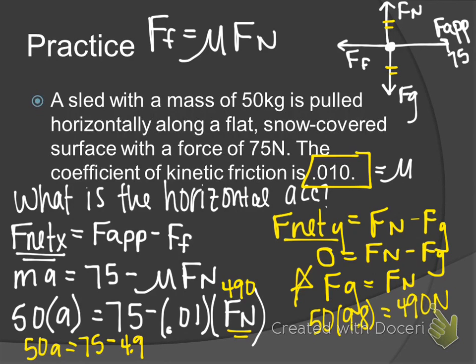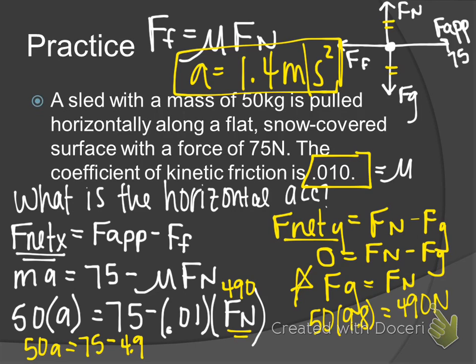Which means we get a horizontal acceleration equal to, what'd you have? Yeah, good. 1.4 meters per second squared. We're going to take 75 minus 4.9, and then we'll divide out 50 on both sides. Divide 50 over.